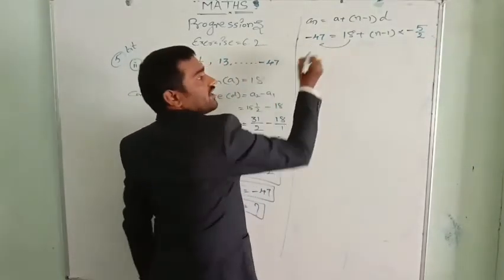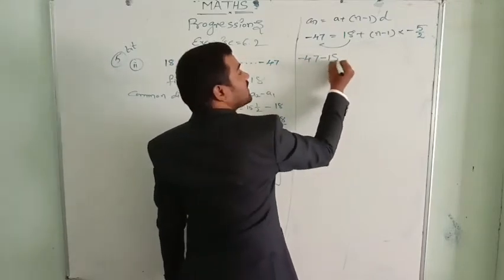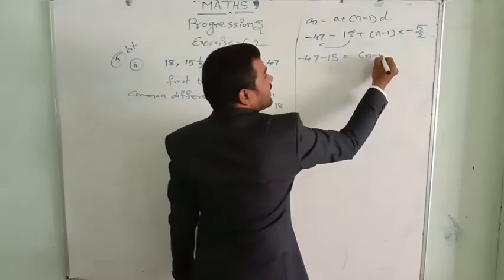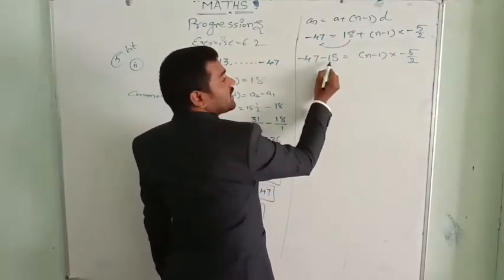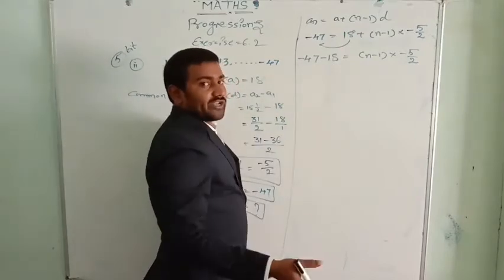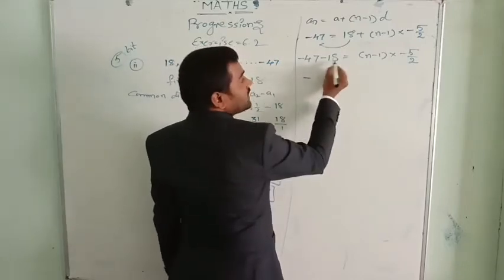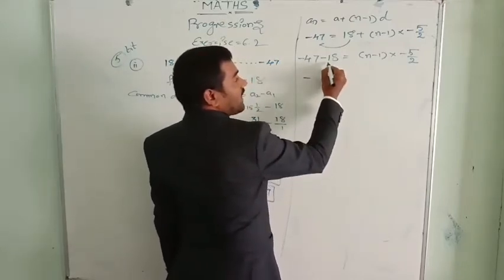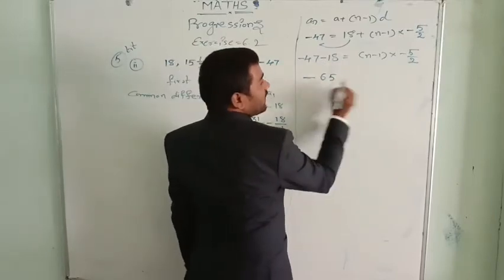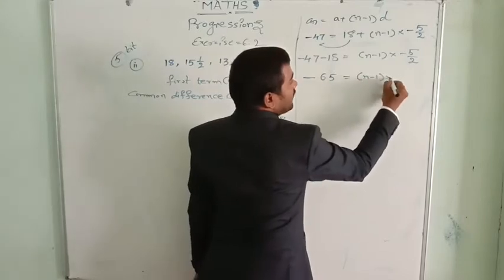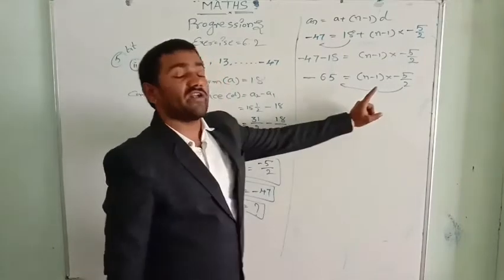This already told. First 18 you transfer to this side. Minus 47, that plus 18 becomes minus 18. That equals n minus 1 into minus 5 by 2. Simple. So here let us solve it. The sum of two negative numbers is also a negative number. Minus 47 minus 18, so we get the answer in minus. 8 plus 7 is 15, 1 carry 2 plus 4 is 6. Minus 65. Minus 65 equals n minus 1 into minus 5 by 2. This minus 5 by 2 will transfer to this side. This minus 5 by 2 is multiplying.